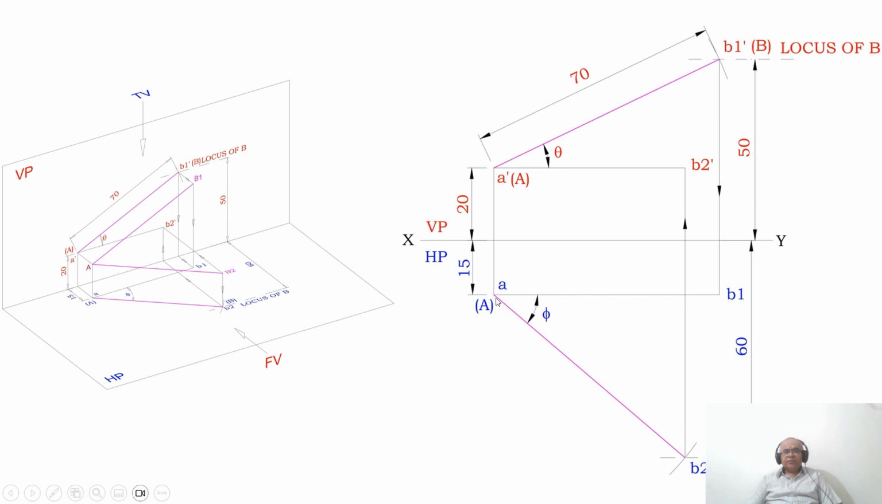Similarly, now we have the true length in the horizontal plane. What does it mean? The true length in the horizontal plane means the line has to be parallel to HP. If the line is parallel to HP, therefore you are getting the true length in HP.